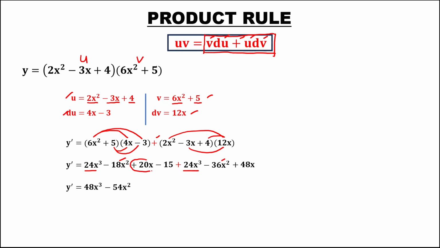Then this positive 20x and positive 48x, this is equal to positive 68x. Then bring down this negative 15. So this is now the derivative.